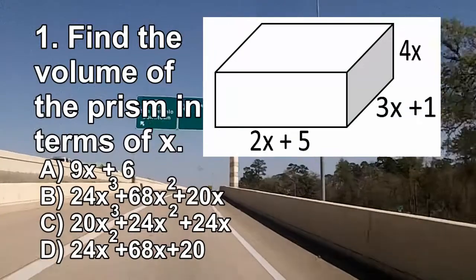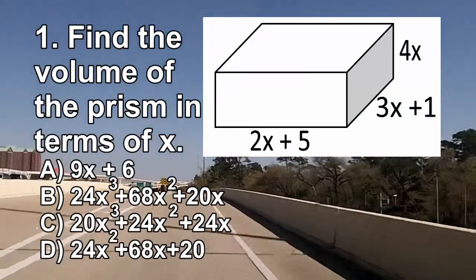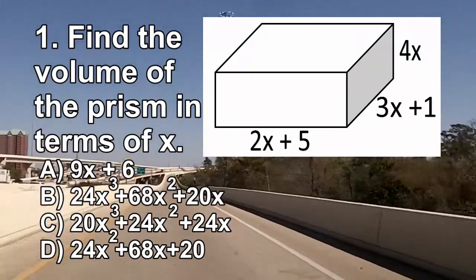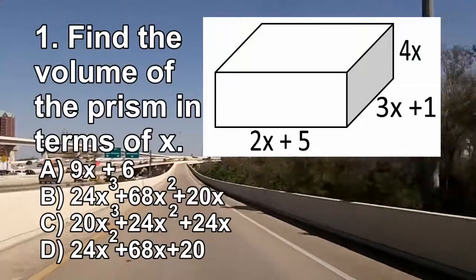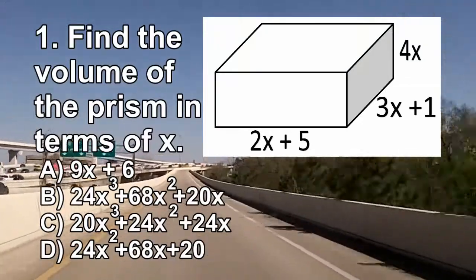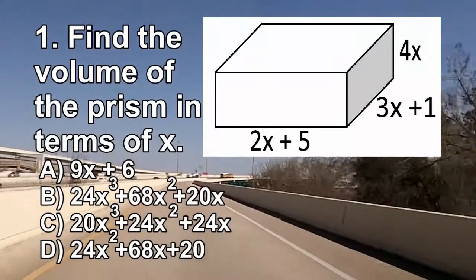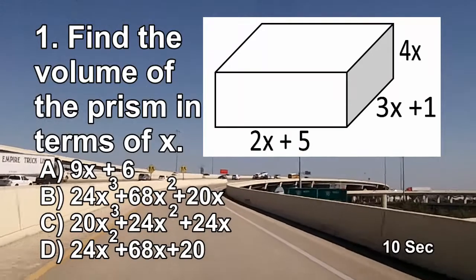Problem number 1. Find the volume of the prism in terms of x. Is it A, 9x plus 6, B, 24x cubed plus 68x squared plus 20x, C, 20x cubed plus 40x squared plus 24x, or D, 24x squared plus 68x plus 20?